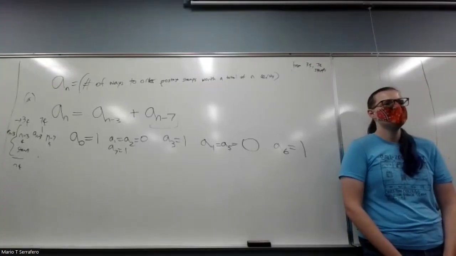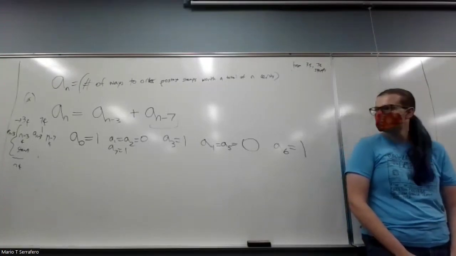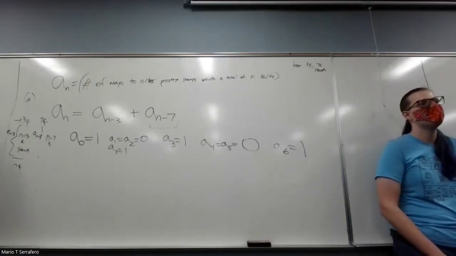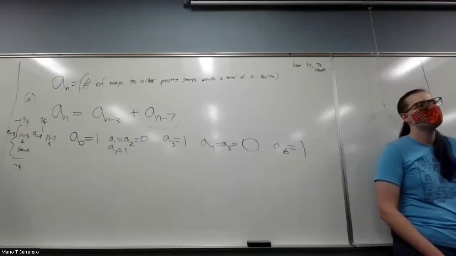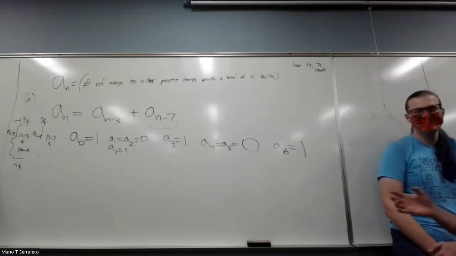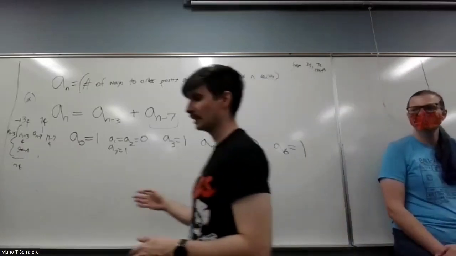I don't understand how you set up the recurrence. a sub n minus 3 plus a sub n minus 7. Well, I recognize that the numbers are right, 7 plus... Why is it n minus 3 plus n minus 7? Okay, do you want... Well, I can give an intuition about that if you want.